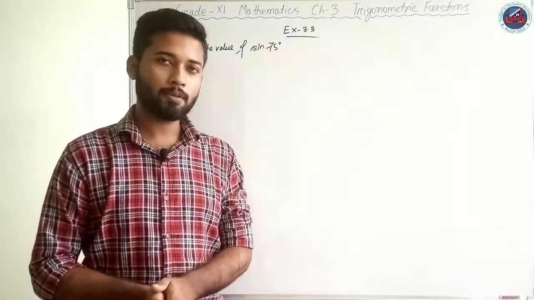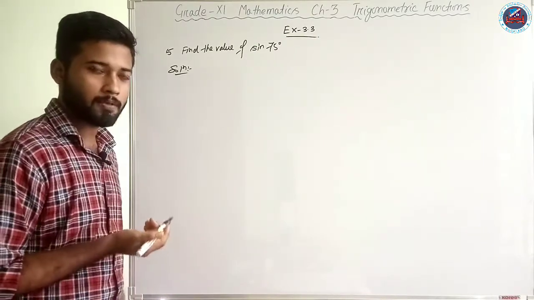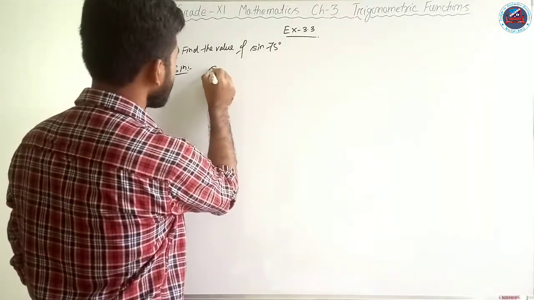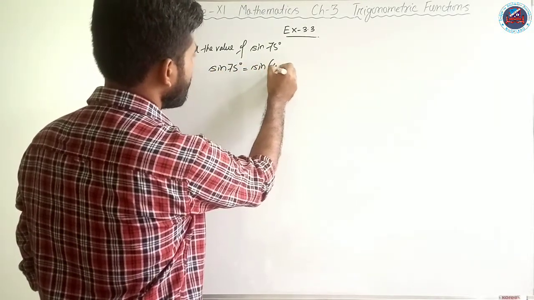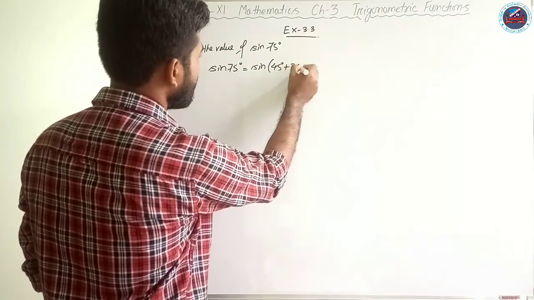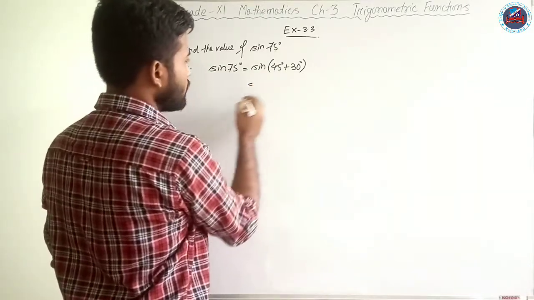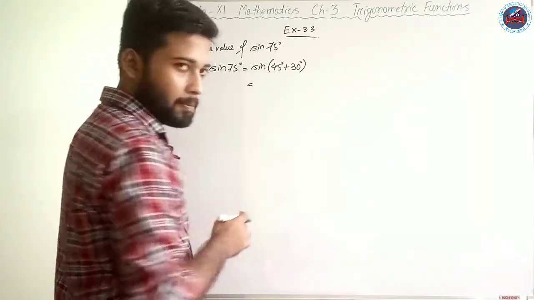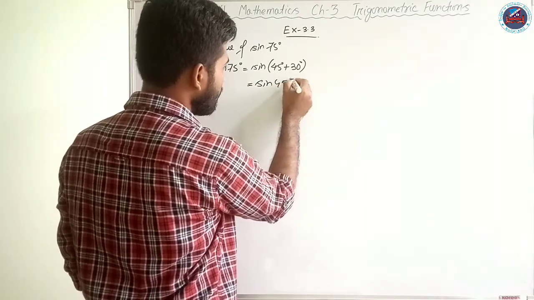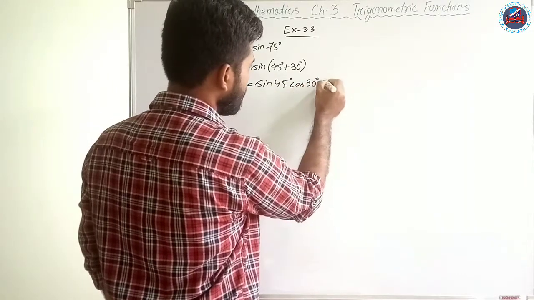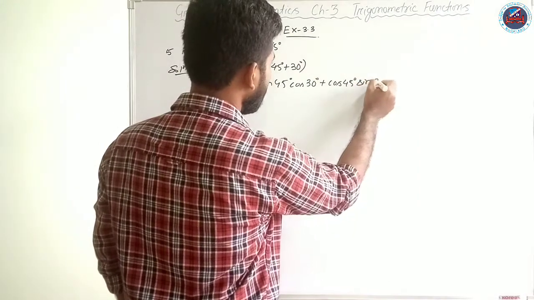Here we have the next problem, that is to find the value of sin 75°. Actually we do not know the value of sin 75°. Then what to do? In such a case, sin 75° can be written as sin of (45° plus 30°), and we know the values of 45° and 30°, isn't it? Since sin(a plus b) can be written as sin a cos b plus cos a sin b.